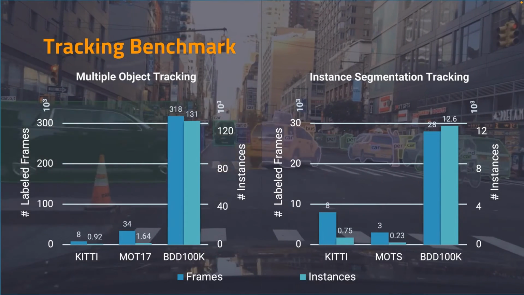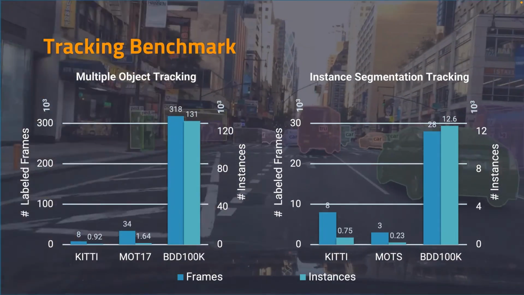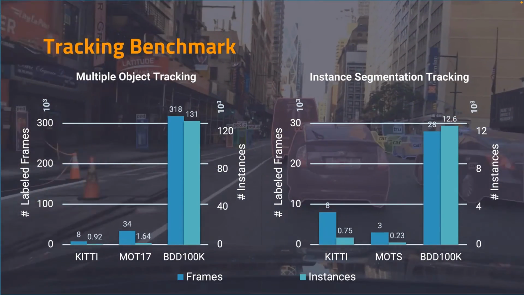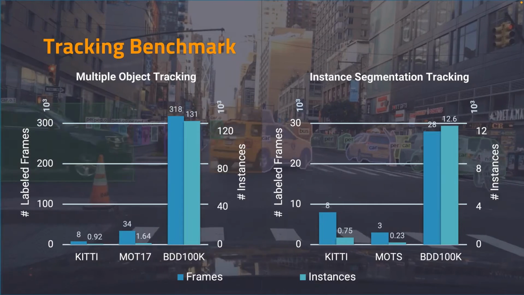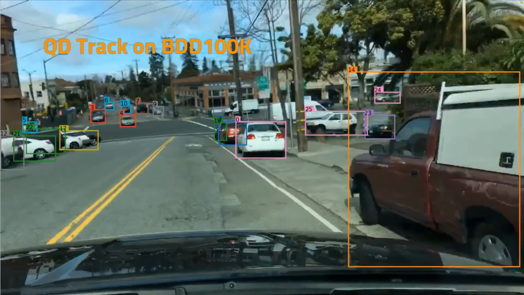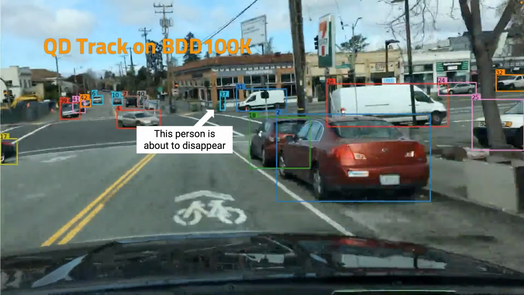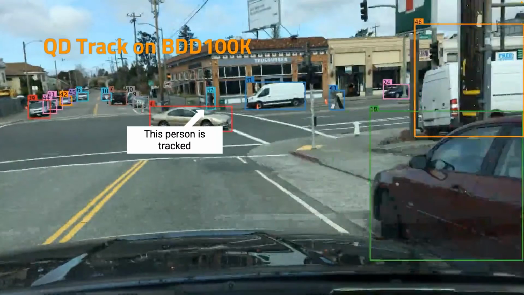And back to our discussion of tracking. In terms of tracking datasets, our BDD100K dataset provides a tracking benchmark one order of magnitude bigger compared to the existing popular benchmark that we are using. And here is a demo on our BDD100K dataset using quasi-dense tracking. And you can see that even in this complex scene, our method can work quite well. And even in some tricky scenarios, say this person is about to disappear in a very far away region, but when it reappears, we can still track the person very reliably.